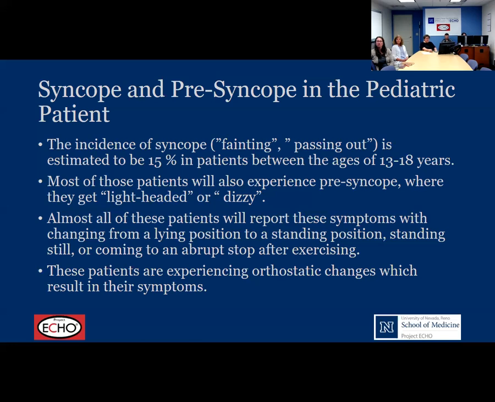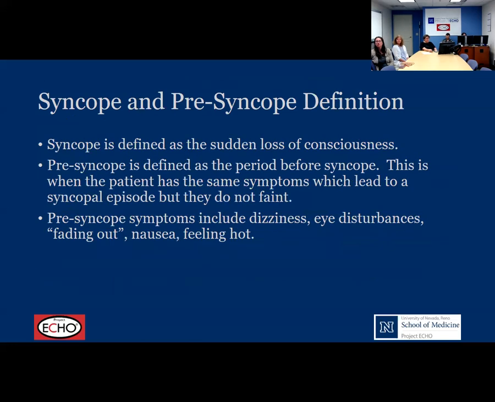And these patients are experiencing orthostatic changes, and those changes in their blood pressure and pulse result in their symptoms. So syncope is defined as the loss of consciousness. I explained already pre-syncope what that means. And patients will report this in different ways. They'll say they're dizzy. Sometimes they'll say they lose the ability to see completely, or they'll see spots. They'll have fading out. A lot of patients will also be nauseous and feel very hot just before they pass out.